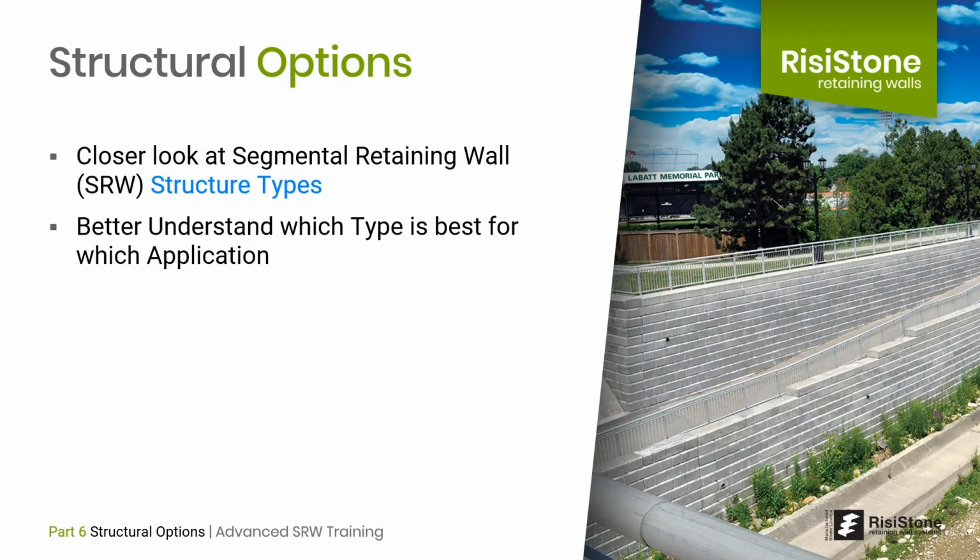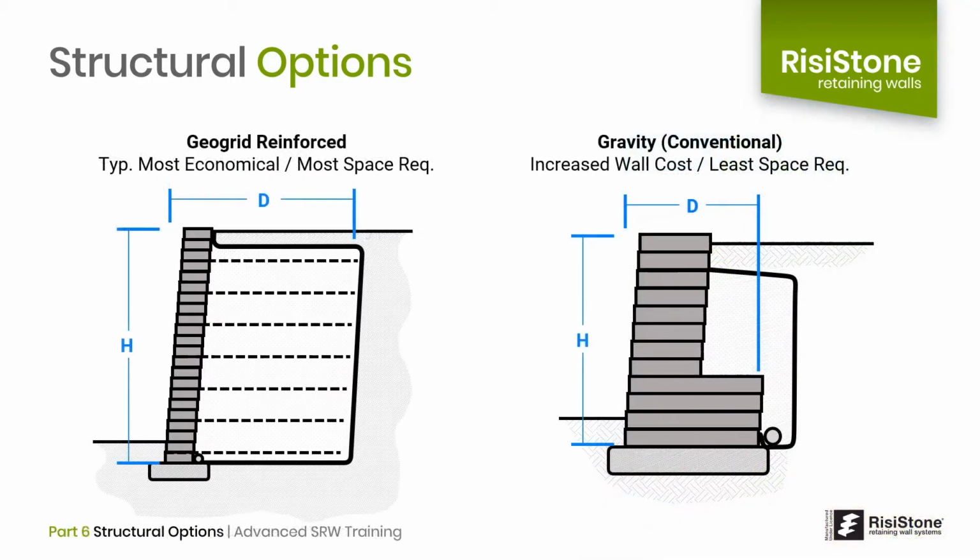Take a closer look at the differences between these structure types to better understand why we use a geogrid reinforced wall, for example, in one application and a gravity wall or crib wall in another. As mentioned in SRW's 101, we discussed two basic structure types, the geogrid reinforced wall and the gravity wall, which can be constructed in a few different forms.